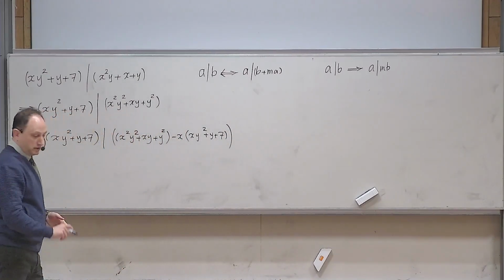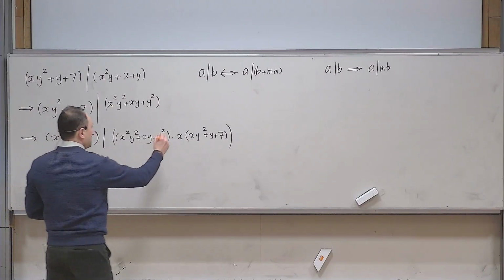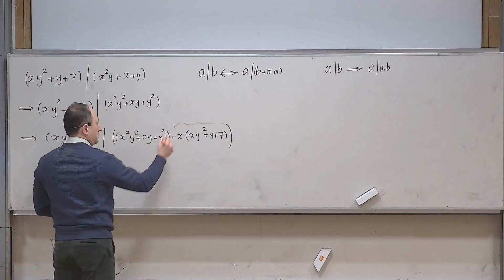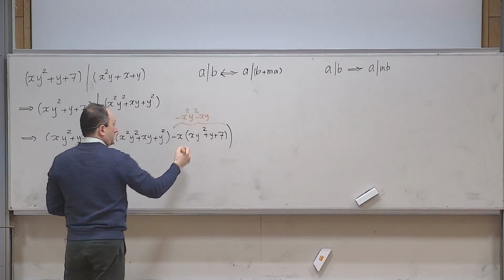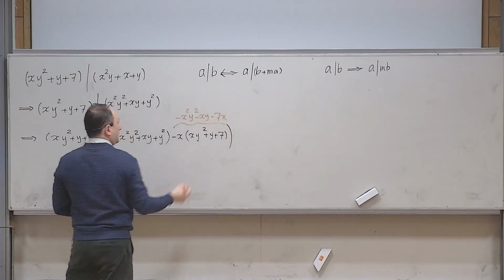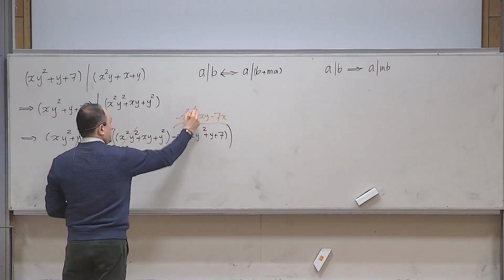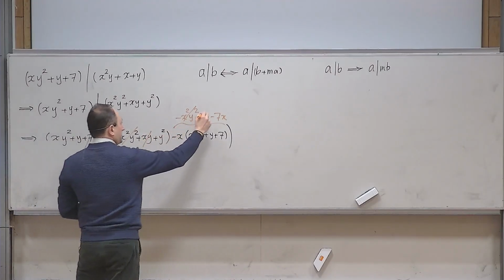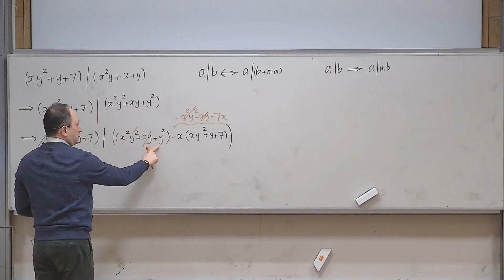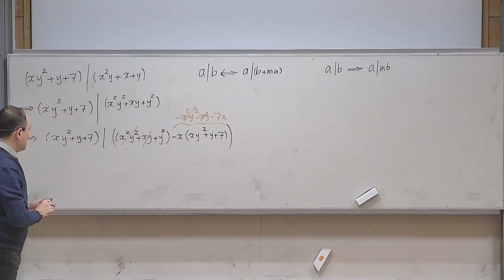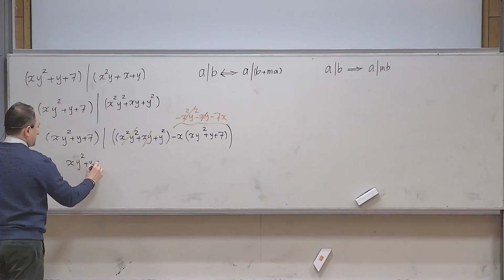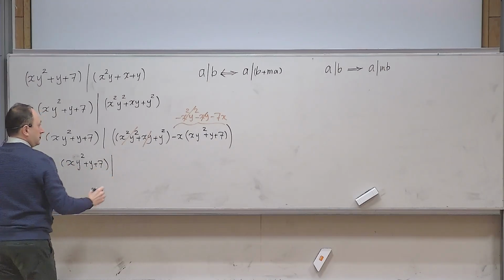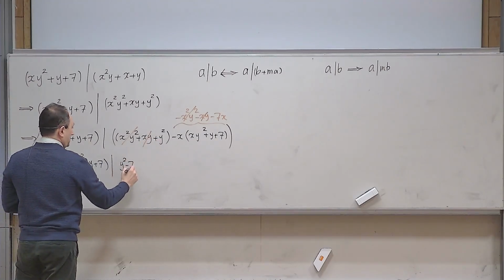Why is this beneficial? If I multiply this minus x in, it becomes minus x squared y squared, minus x y, and minus 7x. You see that this term and that cancel, this and that also cancel out, and I am left with y squared minus 7x. So it becomes a little bit simpler: x y squared plus y plus 7 should divide y squared minus 7x.